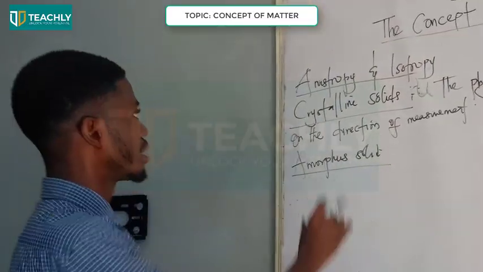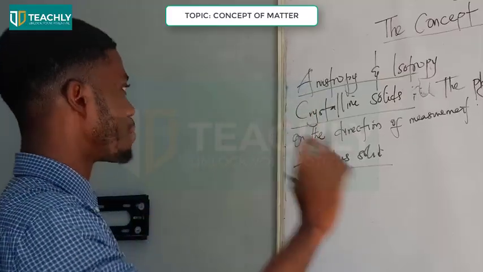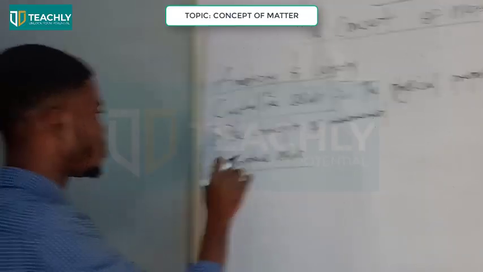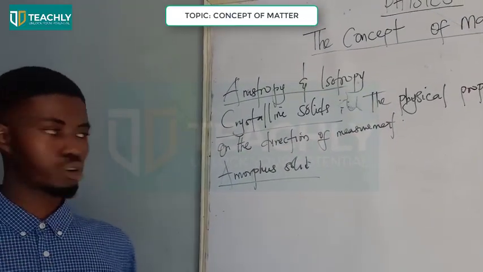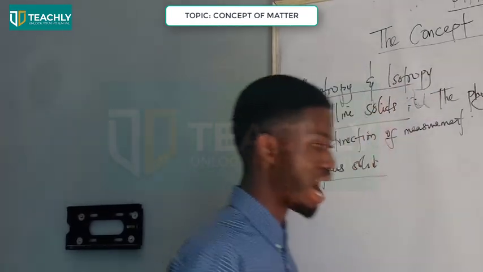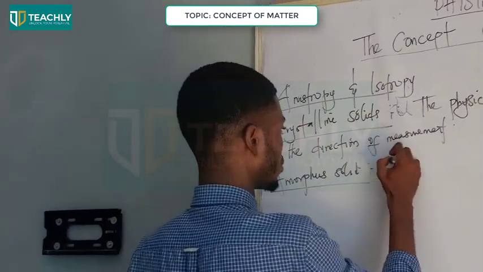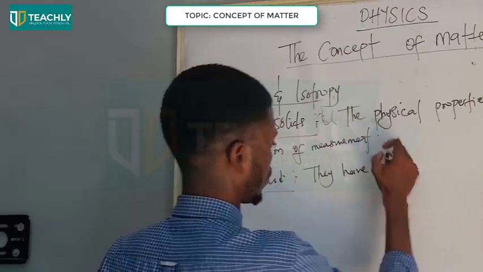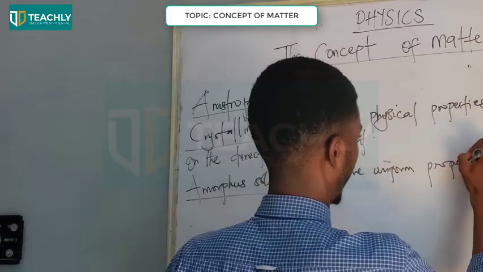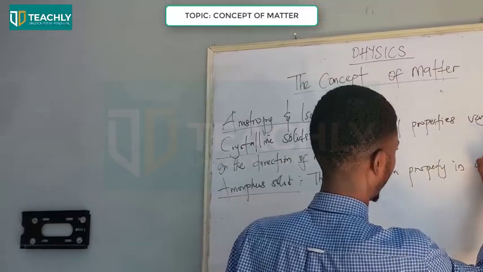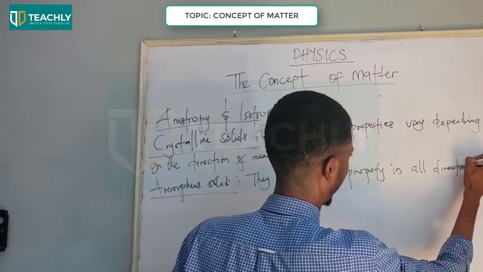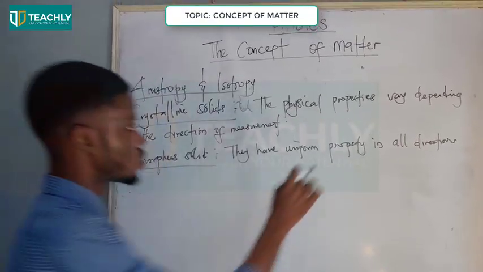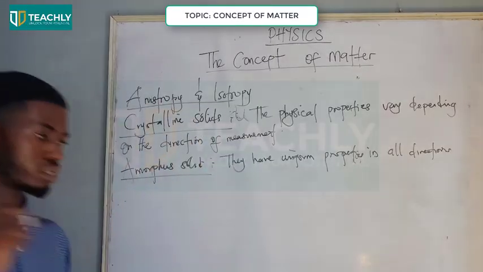Now, crystalline solids are anisotropic. And what does that mean? It means that their physical properties vary. But for amorphous solids, they are what? Isotropic. And what does this mean? It means they have uniform properties in all directions.